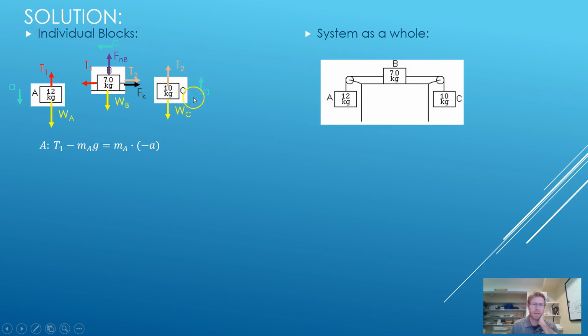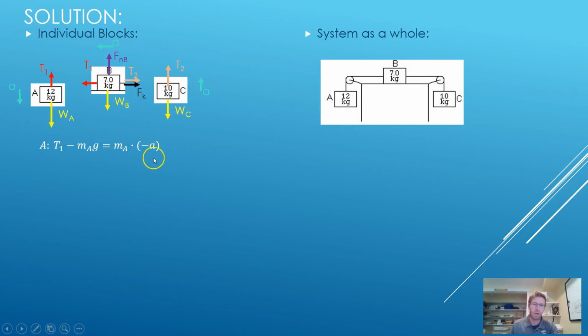How do I know that? Well, if we look over here, again, they're all tied together. So at whatever rate block A is accelerating down, block B must accelerate at the exact same rate. If you don't believe me, take a string, tie it around your waist, tie it around your desk chair, and start running around and see whether or not you and your chair accelerate at the same rate. You will, trust me. Since they're tied together, they're going to accelerate at the same rate.